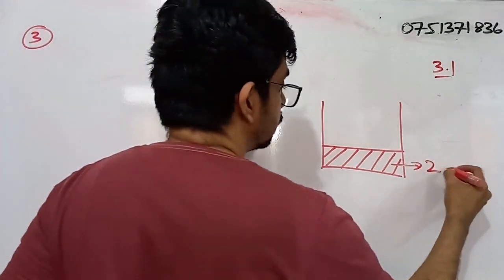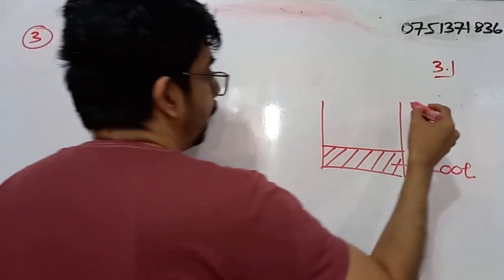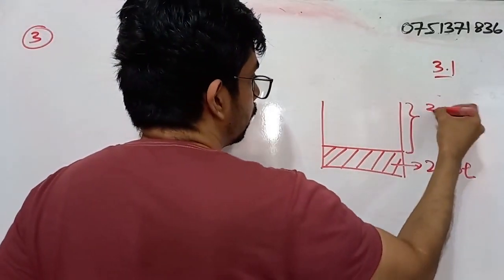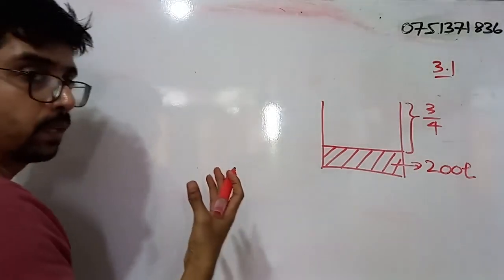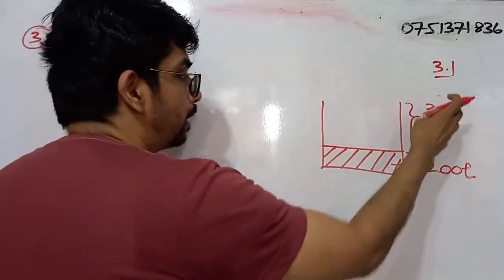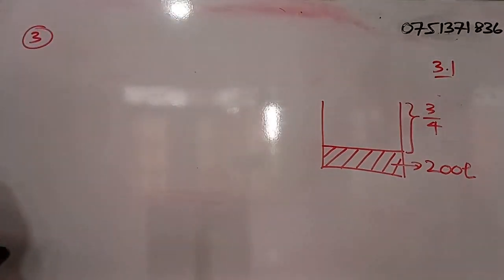200 liters. This is the remaining part. Right. So this part is what has been used, 3/4. If we take the used amount as a fraction, it is 3/4. What fraction of the whole tank was the remaining volume of water equal to? What is that? 1/4, no? Right?